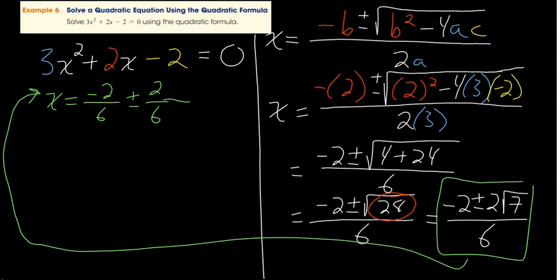Sorry, 2 on the square root of 7 over 6. Well, -2 over 6 just turns into a -1/3. And then plus or minus, that's a 1, this is a 3, so it just becomes the square root of 7 over 3. And then we're done. Okay, so that's it. That's the quadratic formula.